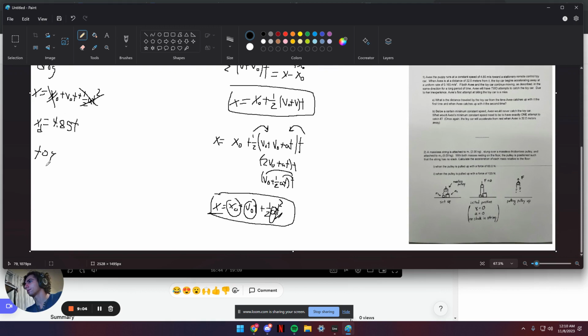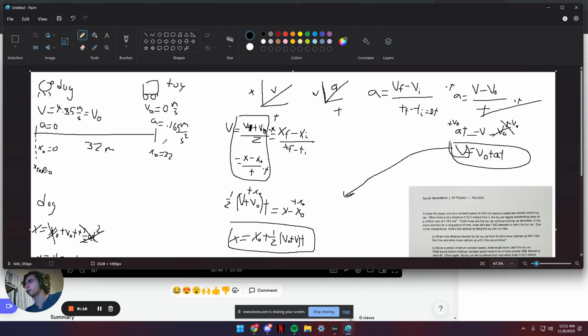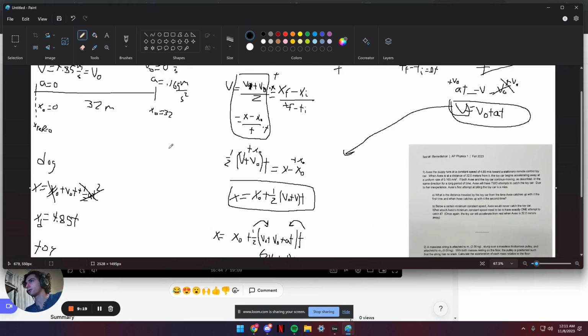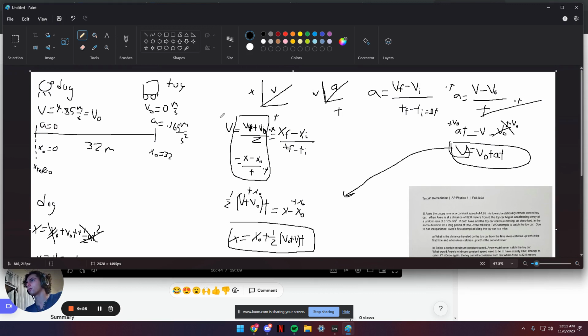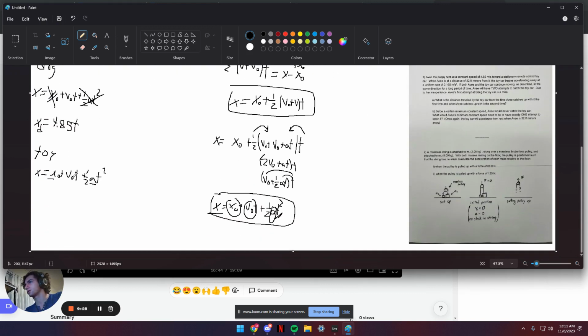Now let's write the toy, and let's rewrite this equation. We know X naught is 32. We know acceleration is 0.165, so we can plug in these two. And the V naught is 0 because the problem tells us it starts stationary, and anything multiplied by 0 is 0, so we can cancel out the second term. X for the toy is equal to 32 plus 1/2 times 0.165 times T squared.